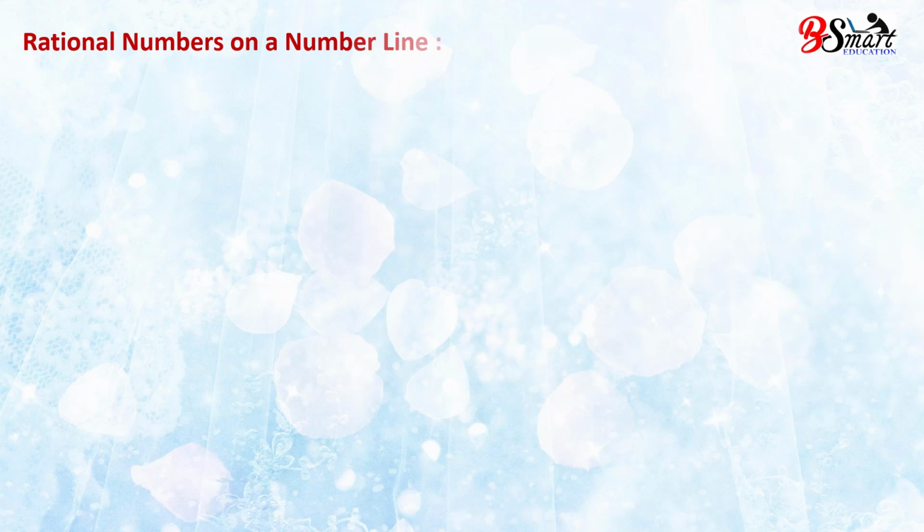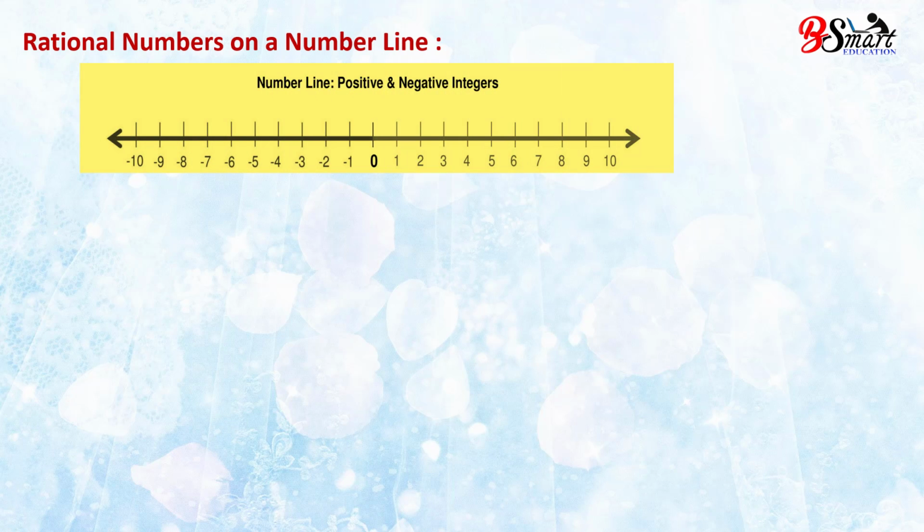Our next topic is rational numbers on a number line. We have learnt how to represent integers on the number line. Look at the number line given below. The points to the right of 0 are denoted by positive integers. The points to the left of 0 are denoted by minus sign and are negative integers. We know that minus 1 and 1 lie on the left and on the right of 0 respectively and are equidistant from 0.